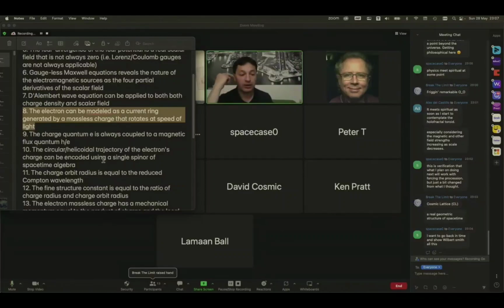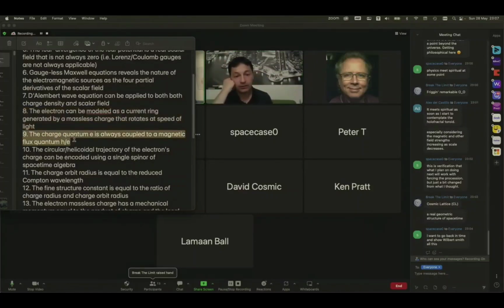Yeah, exactly. So you should never think that mass is in one point here or one point there. The mass is distributed in all of the field. The charge quantum e is always coupled to a magnetic flux quantum h over e.